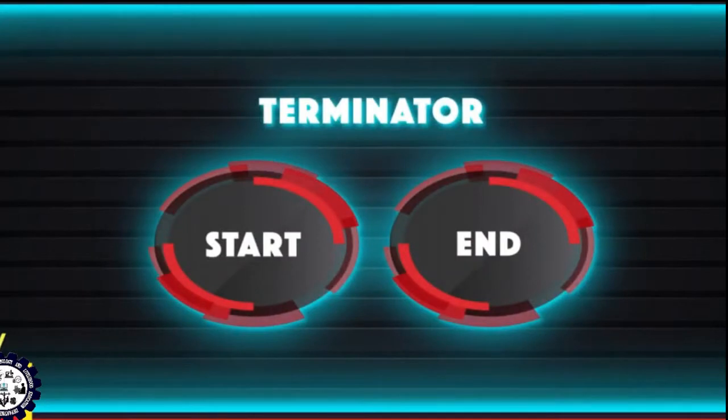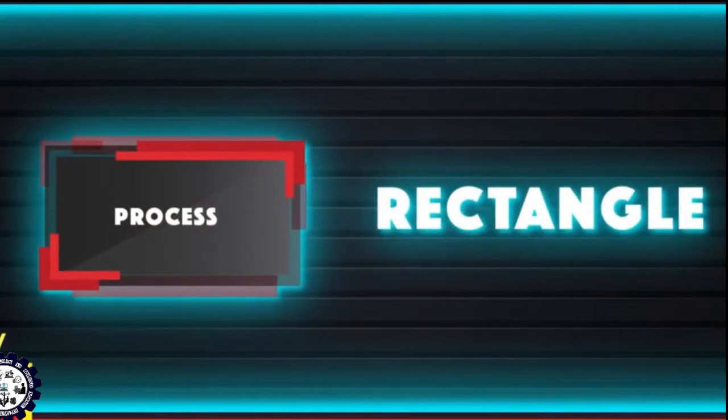The Terminator. It is represented by an oval. It appears at the start and at the end of a flowchart. The process. It is represented by a rectangle or a box. It represents an individual step or activity in the process.